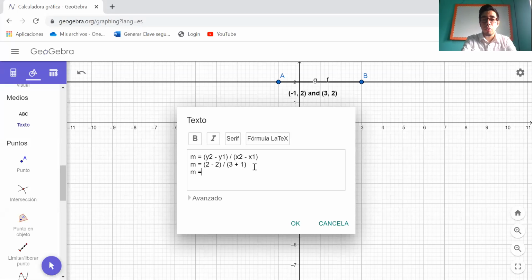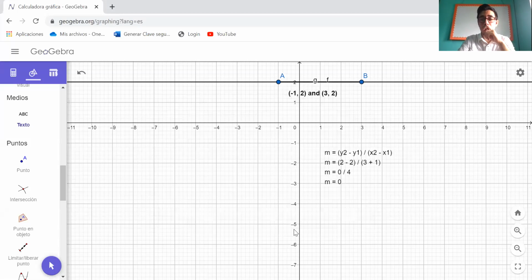You already know what is going to be the answer of this, right? The slope, if you have 2 minus 2 is 0. 0 divided by 4. What is going to be the slope? The slope is going to be 0. And yes, 0, because you are going to divide 0 by 4 in here. I only replace the value.